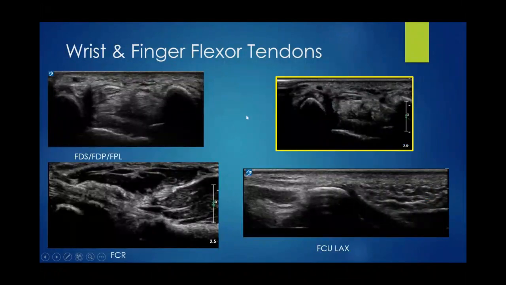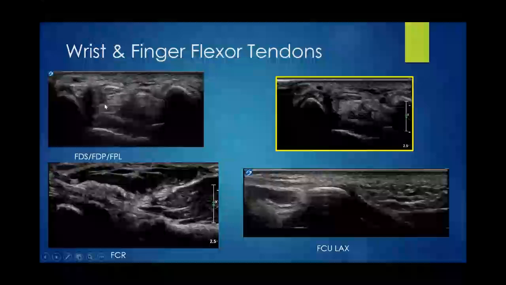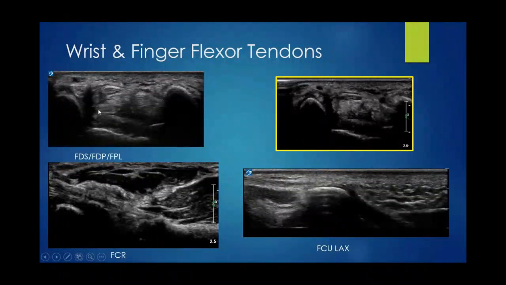Moving on to the finger flexor and wrist flexor tendons. Again, the carpal tunnel houses 9 tendons, 4 FDS and 4 FDP, with the flexor pollicis longus being most adjacent or along the scaphoid. The flexor carpi radialis overlies the scaphoid. The flexor carpi ulnaris will insert into the pisiform.